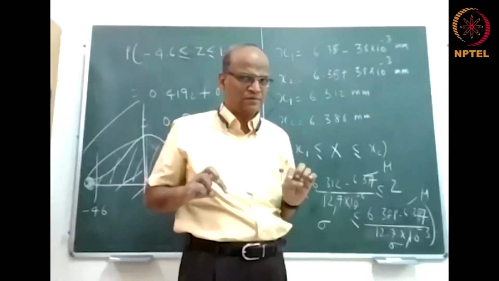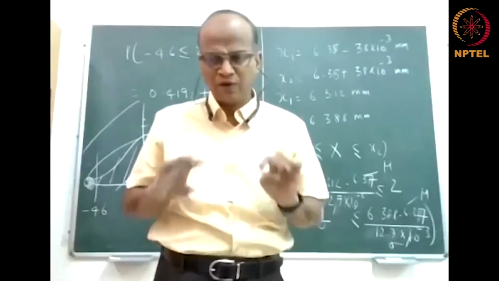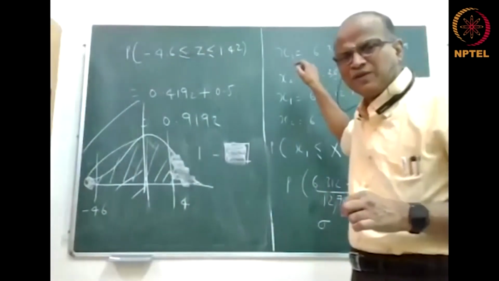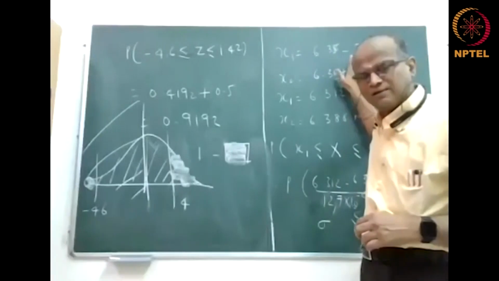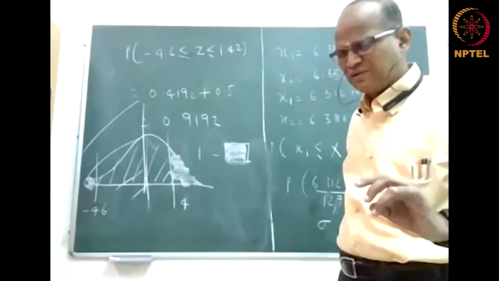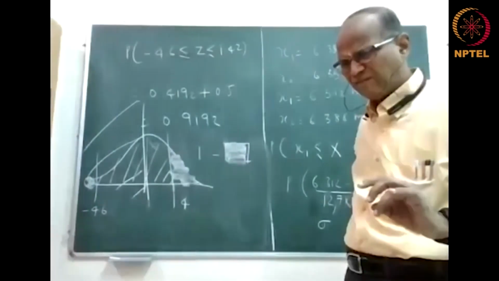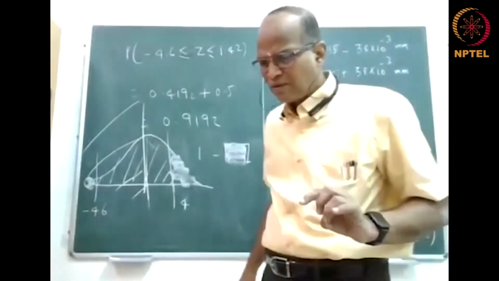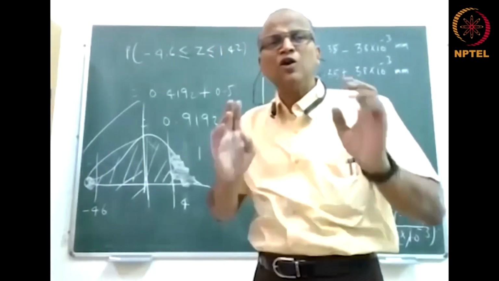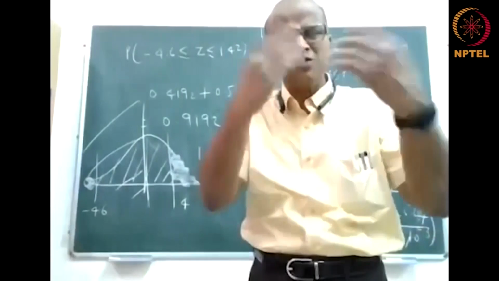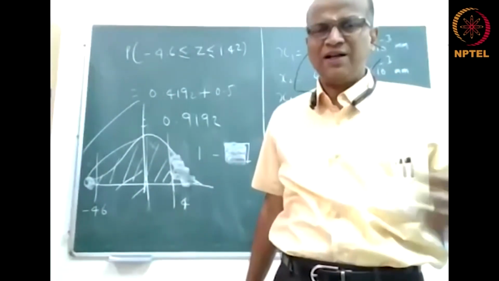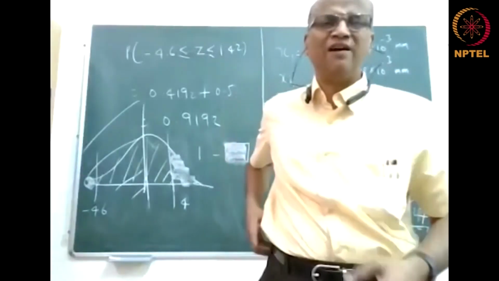Don't get confused. This has got nothing to do with mu and sigma. Where do you get 38 micrometer? 38 micrometer is what is specified. It is given in the question. Yes, 38 micrometer is the tolerance which is specified by the manufacturer.